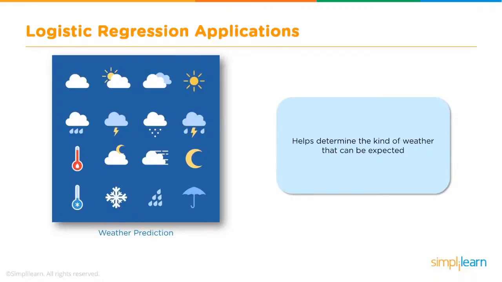But if we want to determine what is going to be the temperature tomorrow, then we use linear regression. So just keep in mind that in weather prediction we actually use both. But these are some examples of logistic regression. So we want to find out whether it's going to be rain or not, whether it's going to be sunny or not, whether it's going to snow or not. These are all logistic regression examples.